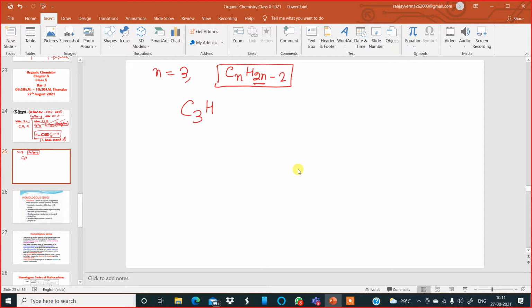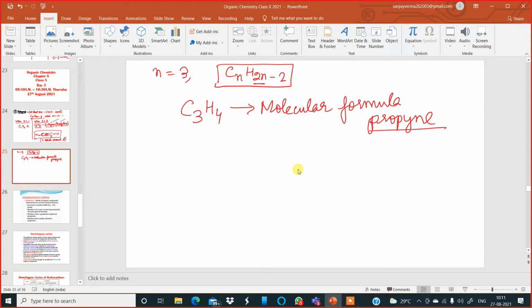Speak now. When I tell you to speak, you speak. 4. It is 4. Yes. Now, this is the molecular formula of the alkyne, which is called propyne. Okay, molecular formula.